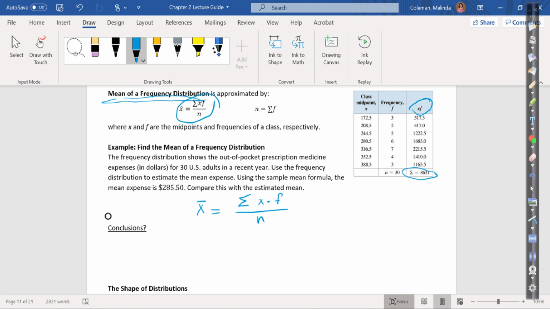Again, very similar to what I did when I found the average age in the class. Very, very similar to what I did. All right. So if I add this all up, it tells me that was 8,631 divided by the 30 data points, and my average is approximately 287.70 cents.